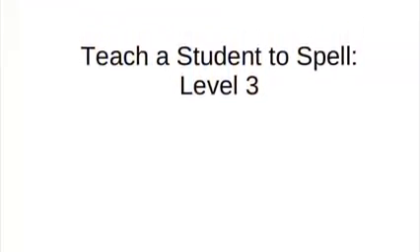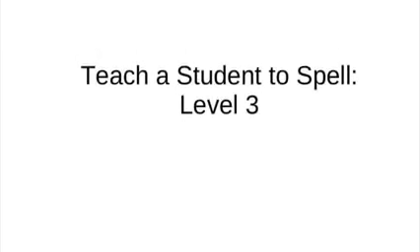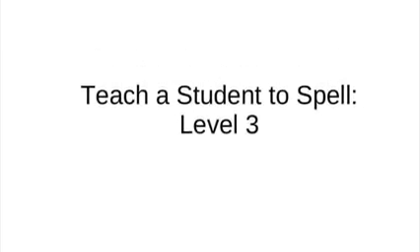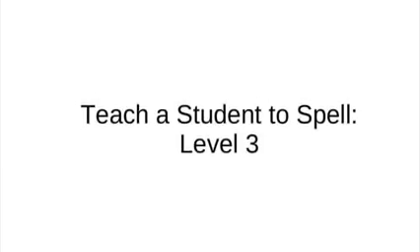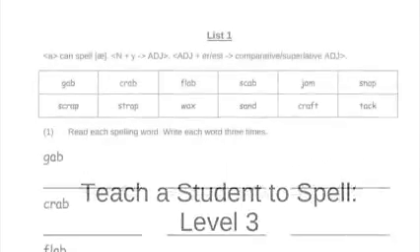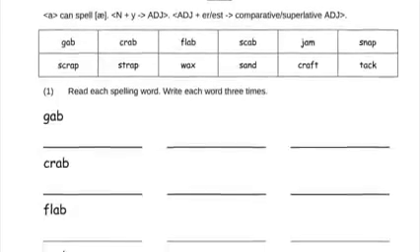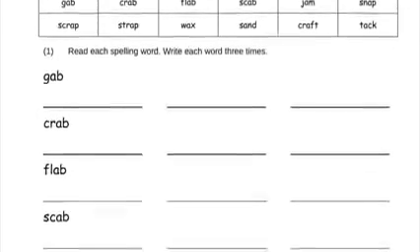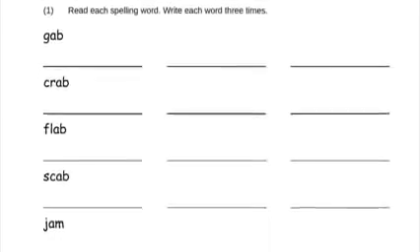Teach a Student to Spell Level 3 is the third follow-up workbook to the Teach a Student to Read reading program, which strives to teach students accurate and complete information about the English spelling system. Instead of only learning spelling through rote memorization, students will learn the reasons for the spellings of words, thus learning how the English writing system works.